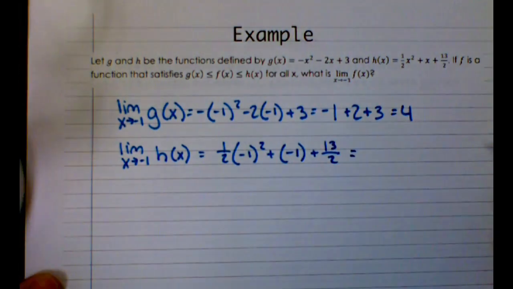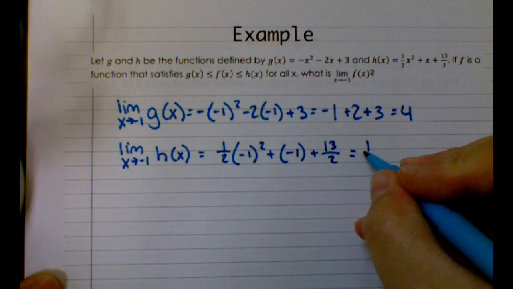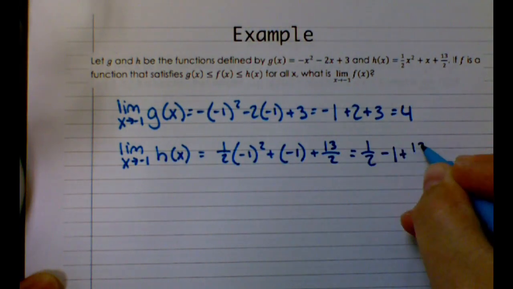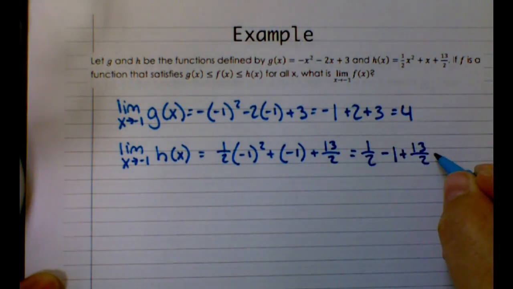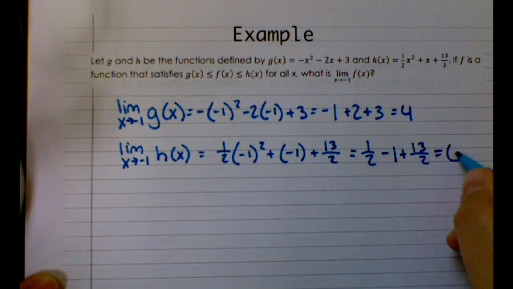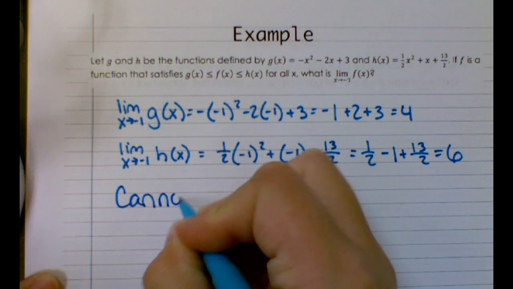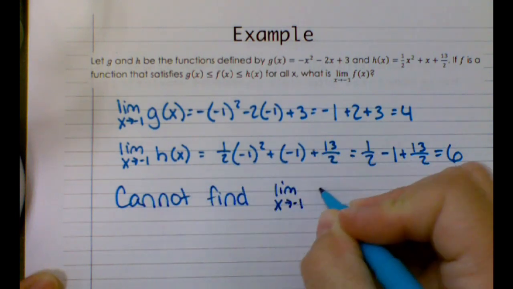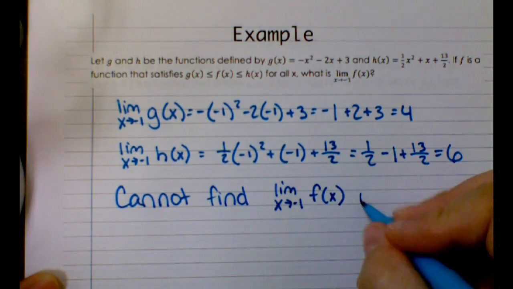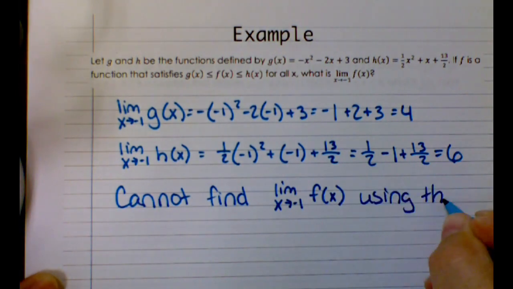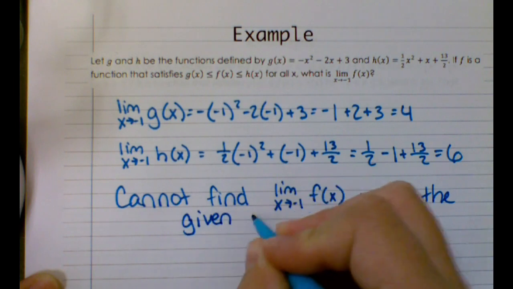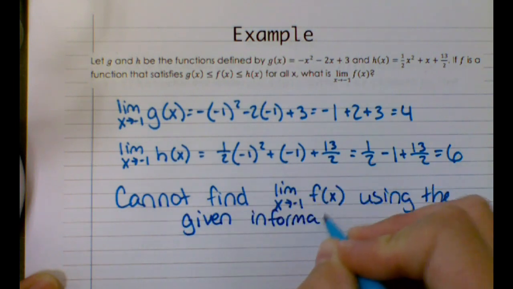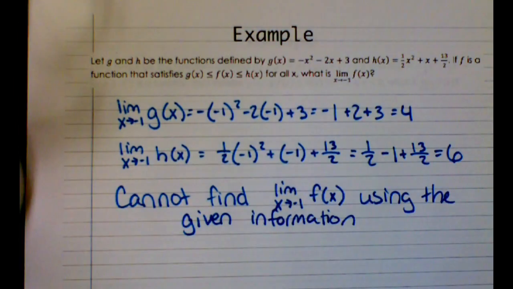You may be saying, do we really have to do both of them? Yes, you do. So we get 1/2 minus 1 plus 13 over 2, which is 7 minus 1, which is 6. Those limits are not equal. So we actually cannot find the limit as x approaches negative 1 of f of x using the given information. We don't have enough information to actually solve this limit because the two outer limits are not equal.